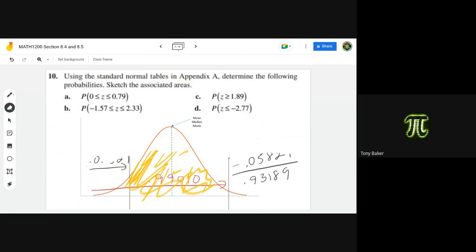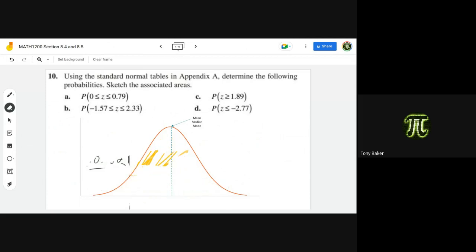All right, so let's do C. So 1.89. And they want greater than that, right? So that means they're looking for this spot over here.